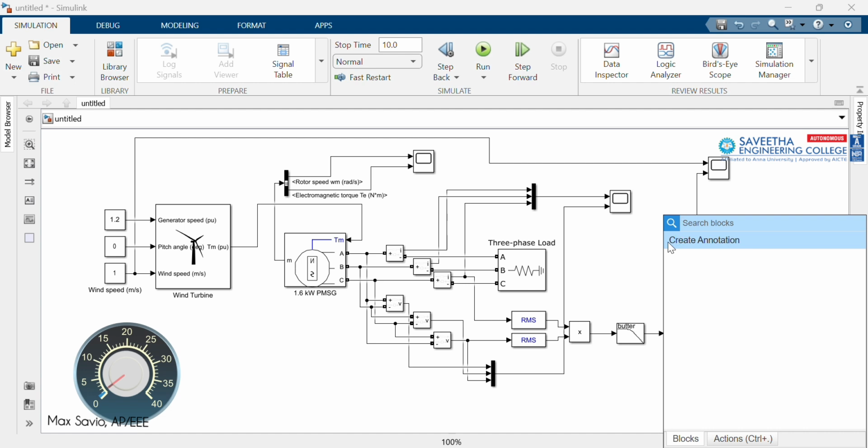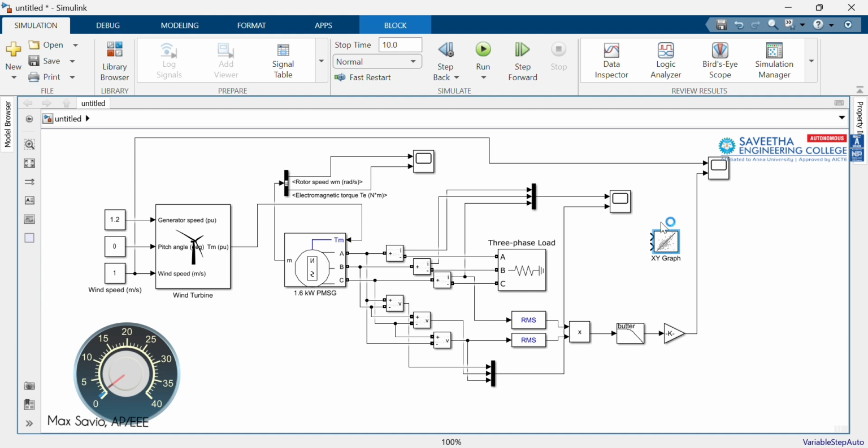And also we need to find the wind speed characteristics. So I take an XY graph. In the XY graph, the x-axis should be the wind speed. So where is the wind speed? Yes, it's here. So it goes to the first, because it is the x input, and the power that is measured will be on the y-axis, so that I can measure the wind speed characteristics. I'll rename this as wind speed characteristics.